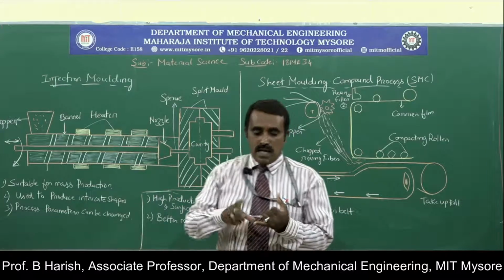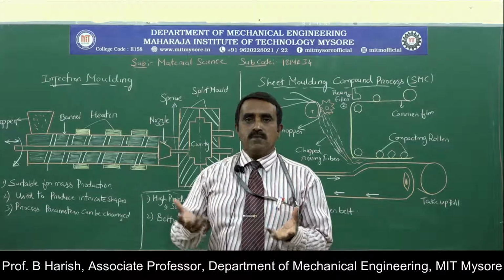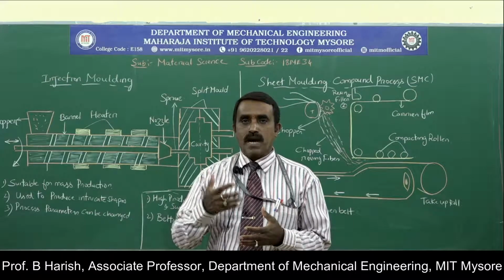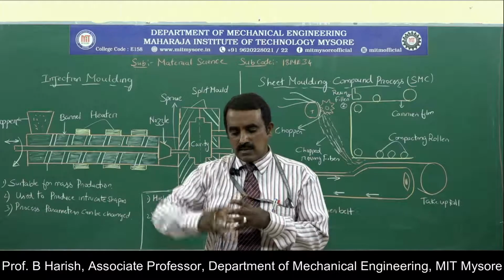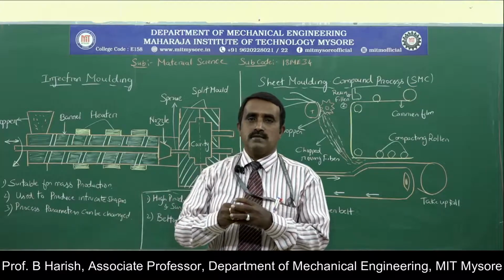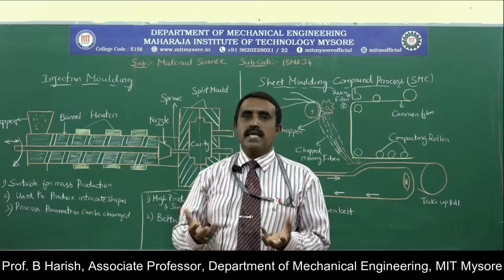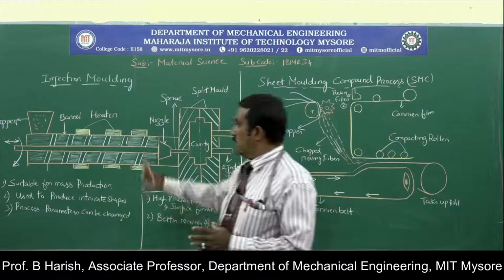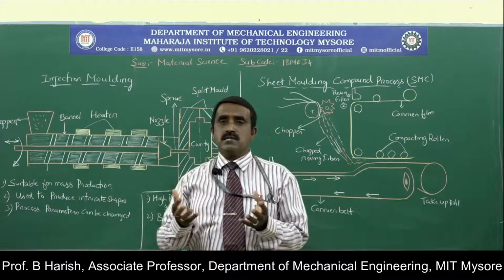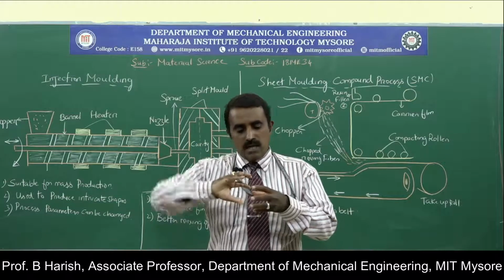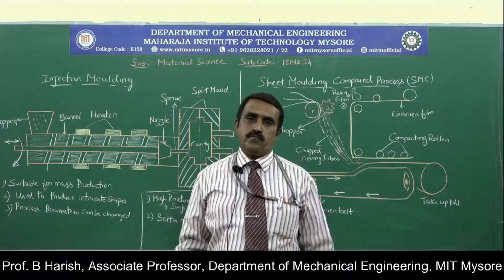So what is the material? It will be the matrix and reinforcement. Any composite material, we already discussed, will have two parts or two sections: one is matrix, one is reinforcement. The matrix is the outer part, and the reinforcement will be inside the matrix. This is the material that will be there inside the barrel. The barrel is nothing but a closed vessel in which the piston will be rotated and will be moving to and fro.